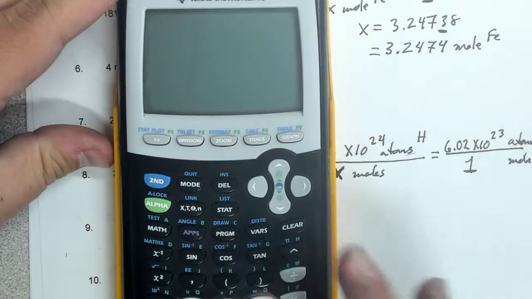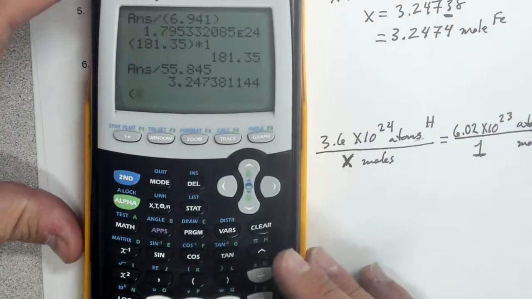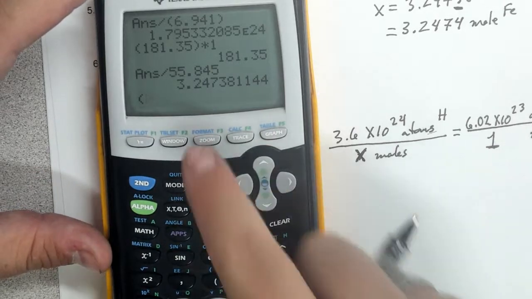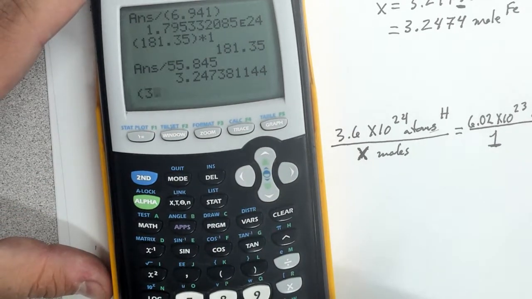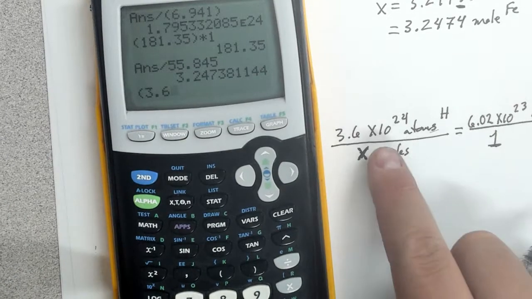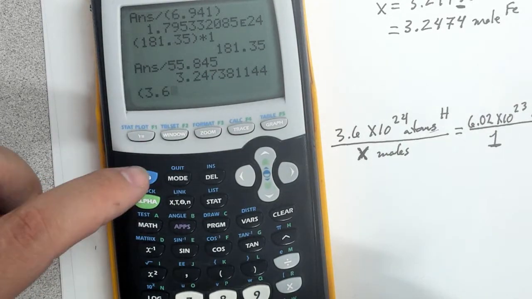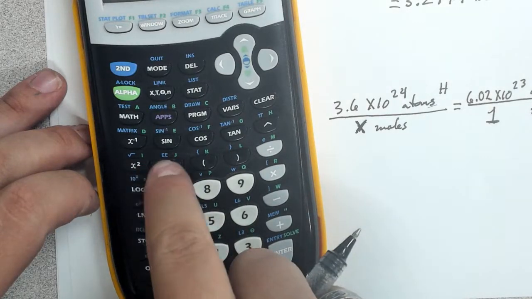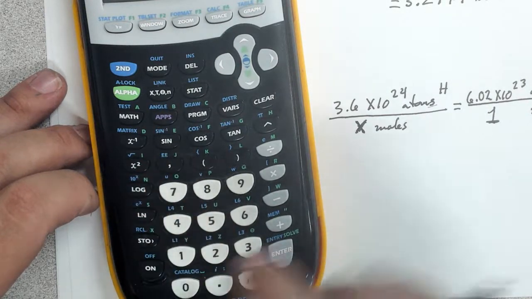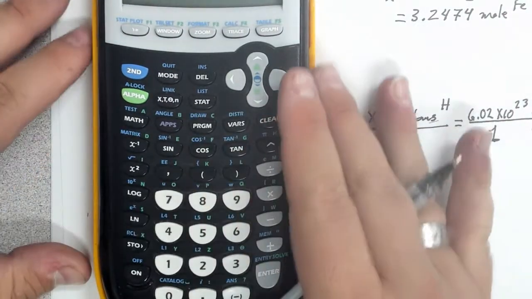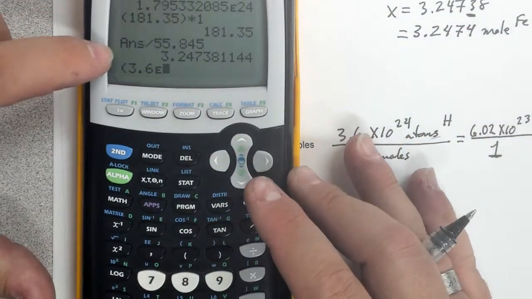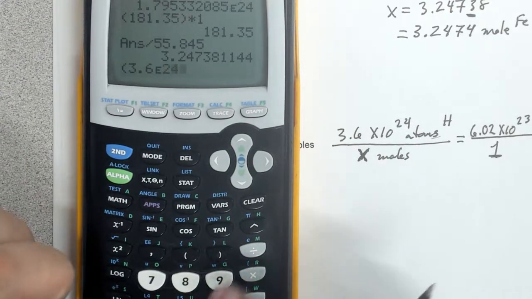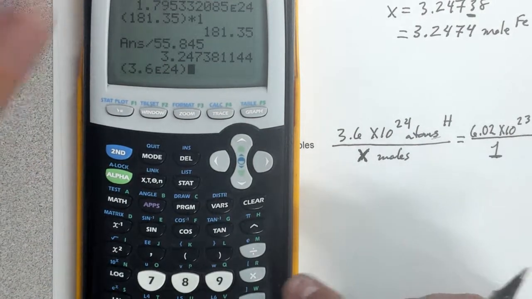I'm going to type in an open parenthesis, because again, the calculator is not as smart as you. You have to tell it exactly what you want it to do. I've opened a parenthesis. I'm going to type in 3.6. And then to get this times 10 to the 24, I'm going to hit my second button. There's a comma key right above the 7 that has that little E. I'm going to press that one time. And then I want to show my exponent. That E basically stands for exponent. My exponent here is 24. So I'm going to type in 24, and close the parentheses.